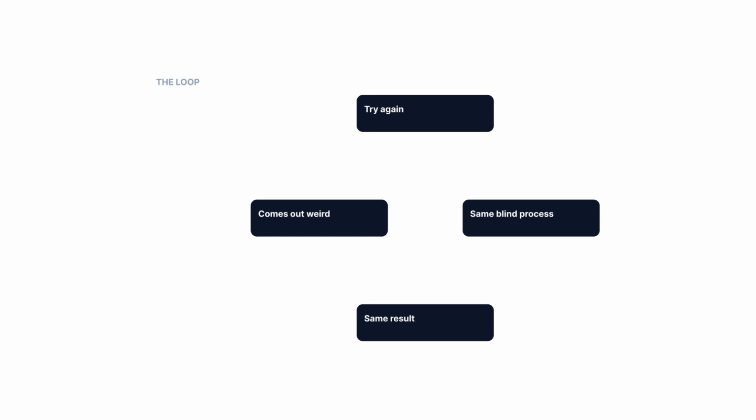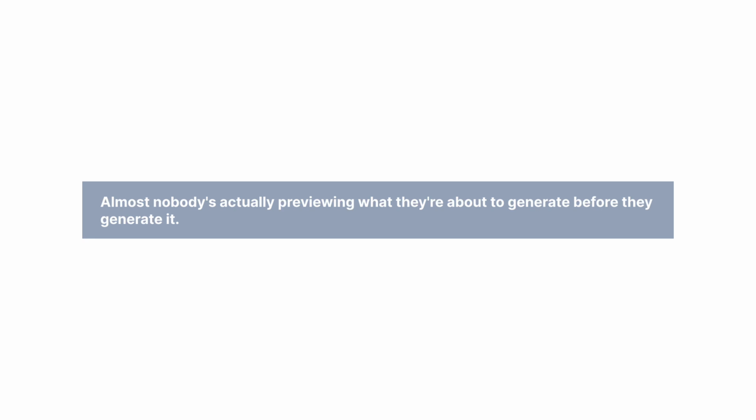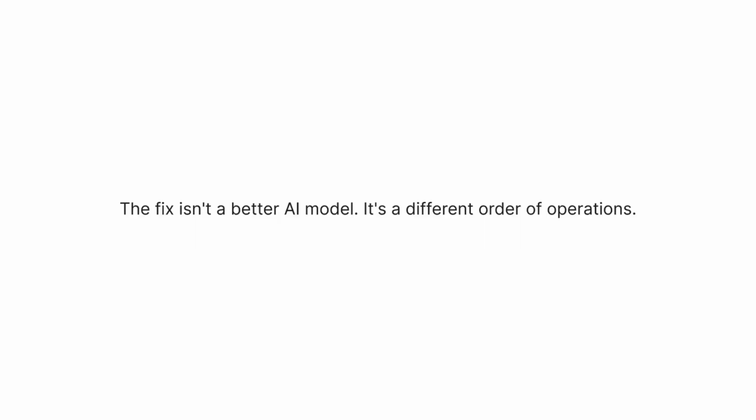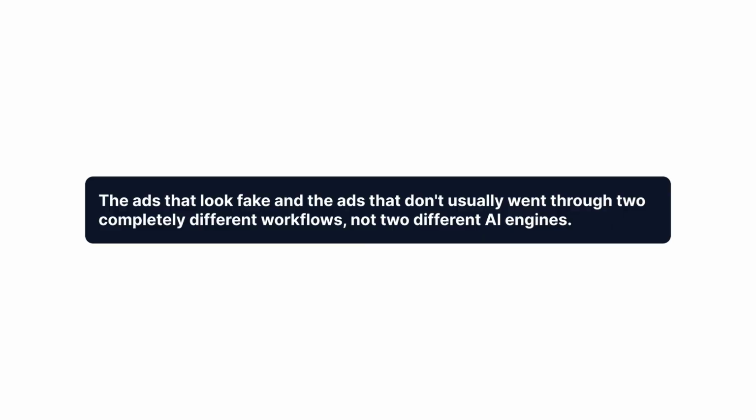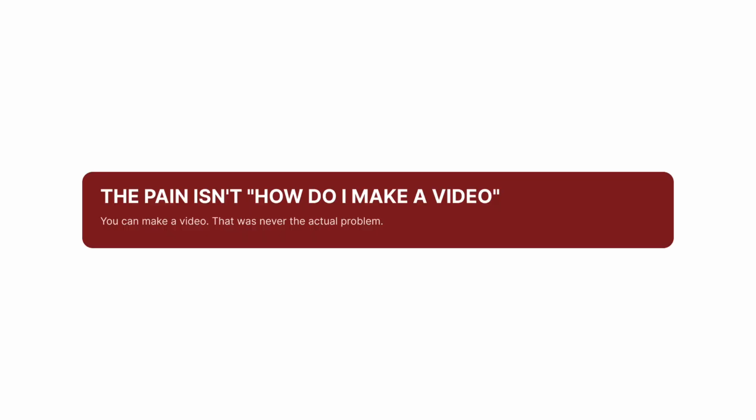Not because AI can't make realistic UGC, but because almost nobody's actually previewing what they're about to generate before they generate it. Today, I want to show you the fix. It's not a better AI model, it's a different order of operations. We're going to build an actual ad from scratch, and by the end, you'll see exactly why the ads that look fake and the ads that don't look fake usually went through 2 completely different workflows, not 2 different AI engines.